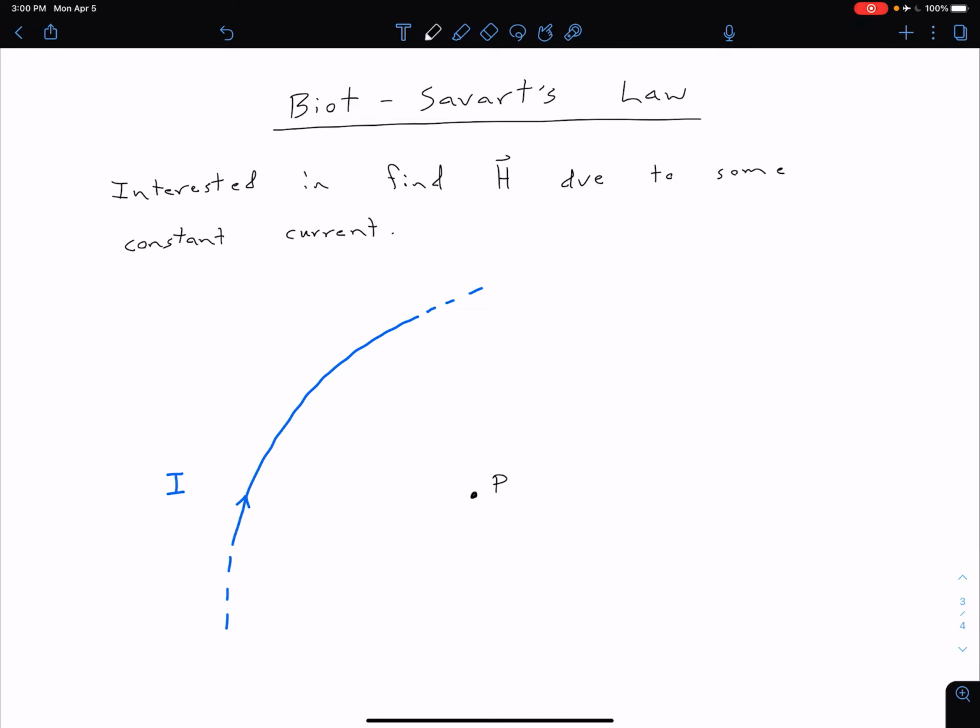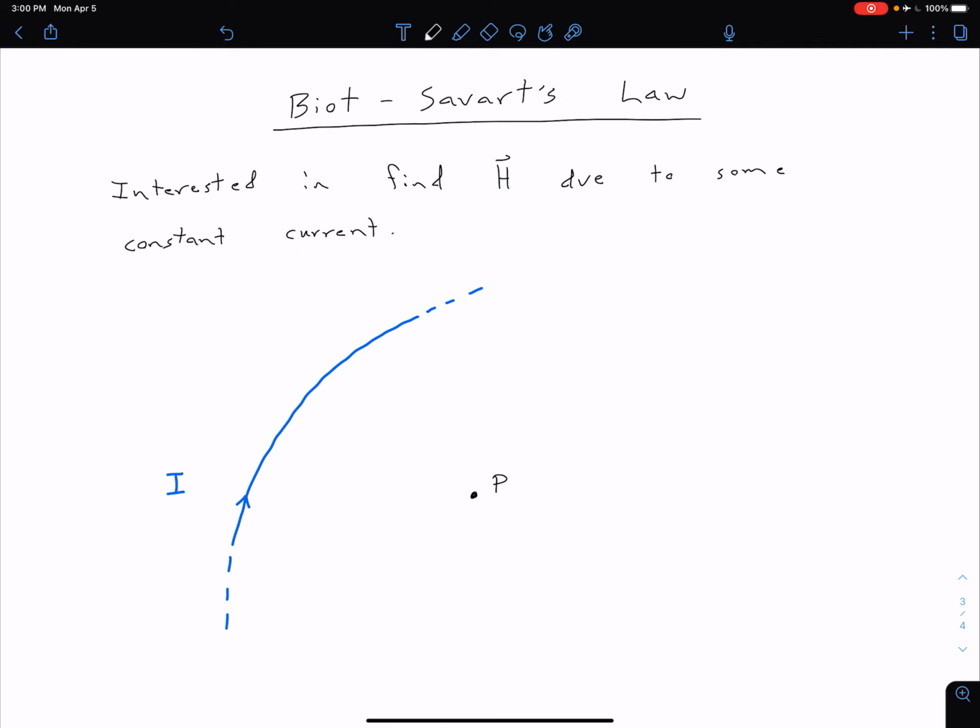To keep things simple, let's start with some filament that has some current I. I've drawn this filament in blue, and you can see the current is going in this direction, and our filament is extending beyond where we've drawn it here. That's the dashed lines on either end. We're interested in the magnetic field intensity at some point P.